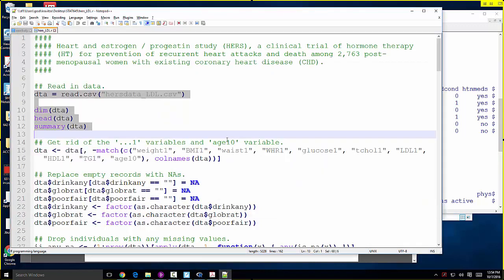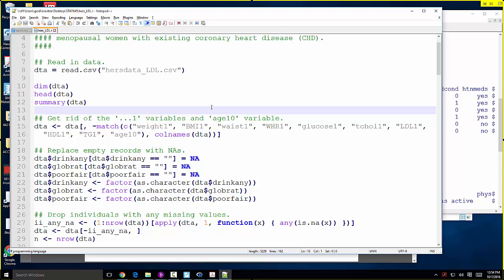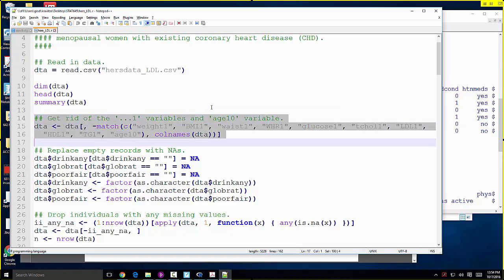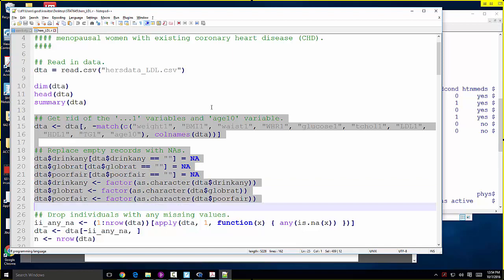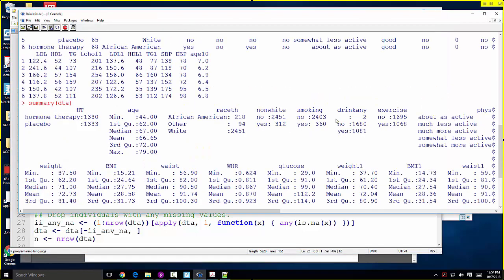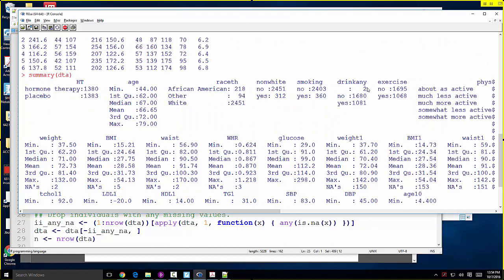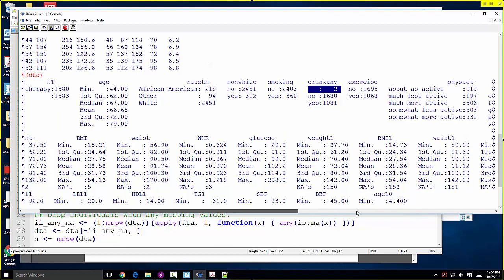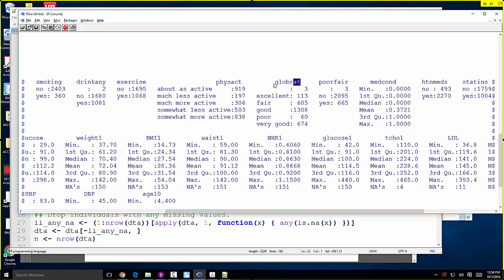Okay. So let's do the processing that we've done before, which is to get rid of some of the variables. Some of them have lots of NAs. And some of the variables also have empty values. For some of them, like drink any, it should be no or yes for every individual, but there's two people for whom it was not NA, it was just completely empty. And that happened for a couple of other categorical variables as well, like globe rate.